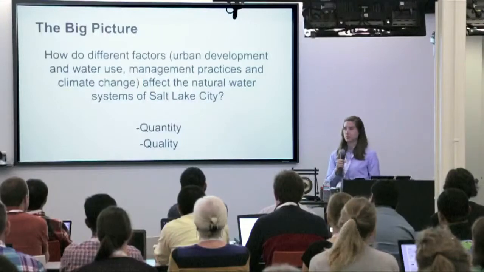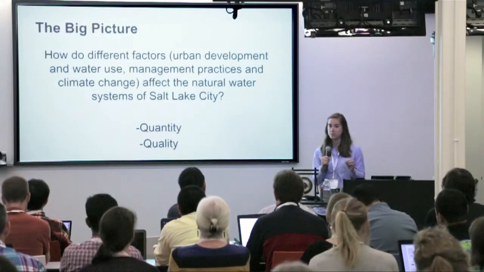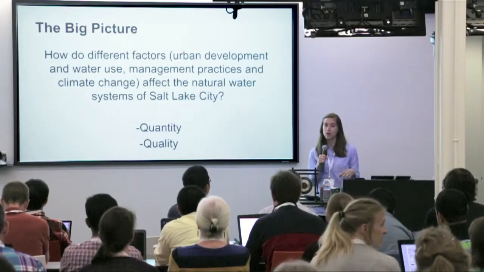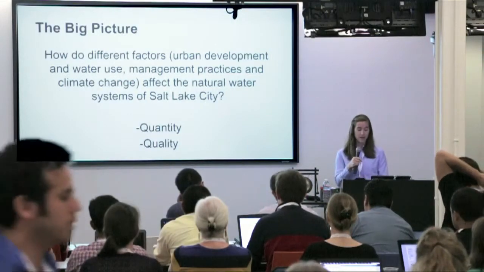I'm part of the Urban Water Group, working with Dr. Stephen Burian, and our group focuses on different factors, different moving pieces in the urban built water system. So things like development, increased demand and water use, urban agriculture, different management practices, and climate change. How do those affect the built system? And my part in the group is looking at the interface between the built system and the natural system, so both quantity and quality.